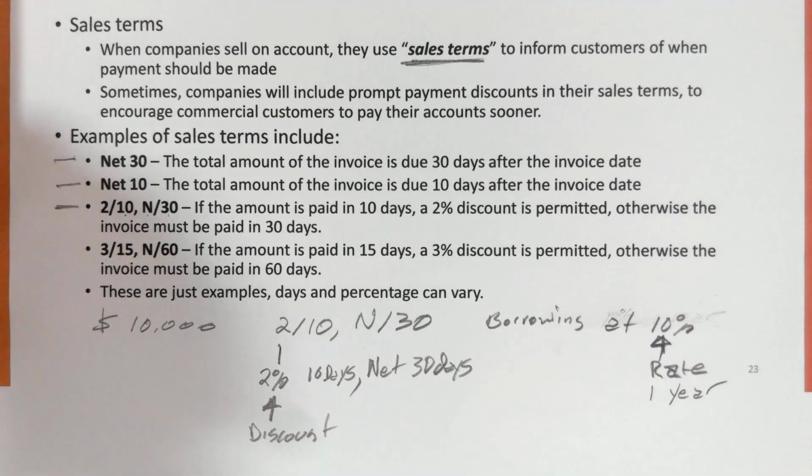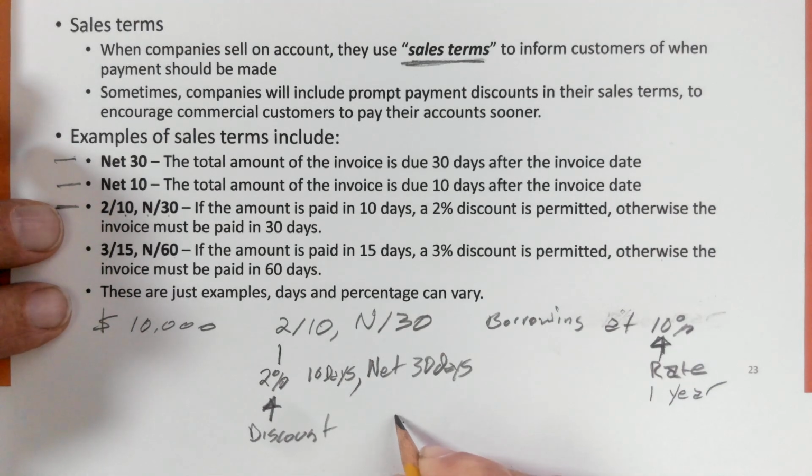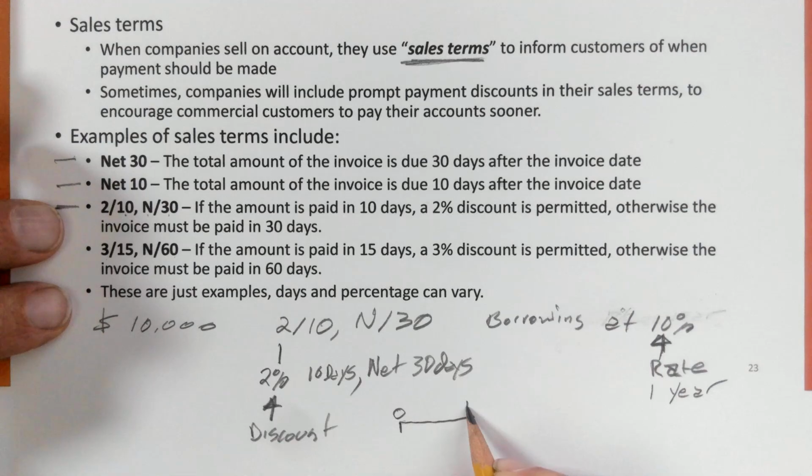And when you think of it, it's a discount to pay early. Now let's do a little bit of a timeline here to see how early this would be for. So how much earlier you have to pay it. So at the purchase date, let's call that time 0. And then you can pay this thing in 10 days. And if you pay it in 10 days, you get the 2%.